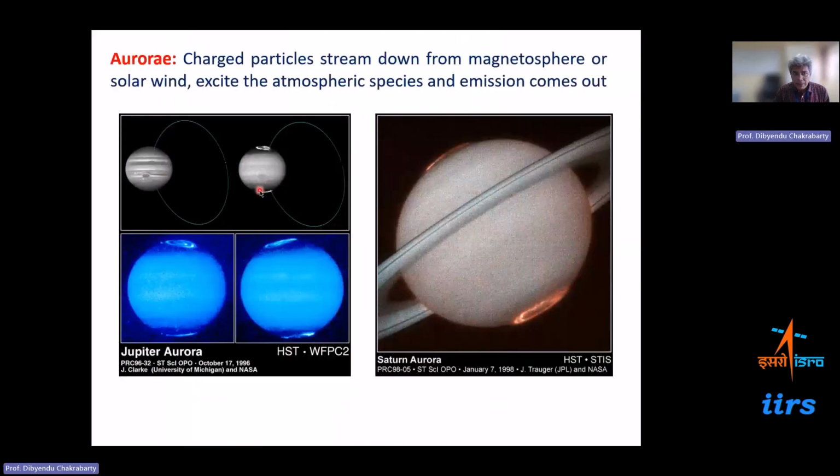Not only on Earth, you see aurora on other planets as well. You see aurora on Saturn here, you see aurora on Jupiter and other planets as well. And the basic process that happens is more or less the same.